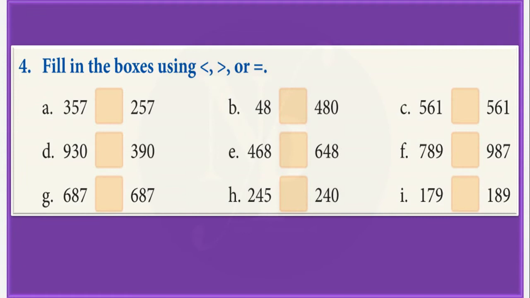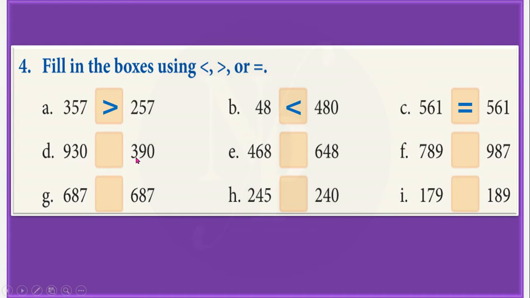Question number 4, fill in the boxes using is less than, is greater than, or is equal to symbol. A, 357, 257. So 357 is greater than 257. B, 48, 480. So 48 is a 2-digit number, so it is less than a 3-digit number. 48 is less than 480. C, 561, 561. So equal. 561 is equal to 561. Both are same numbers.